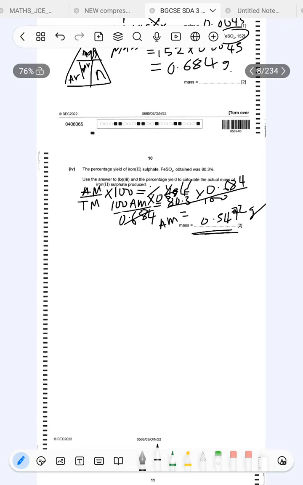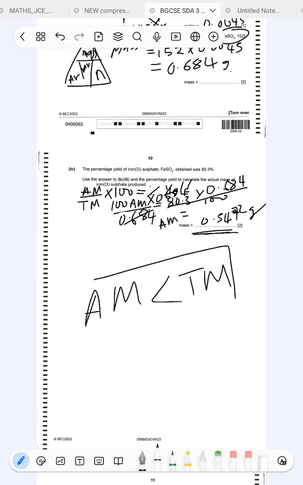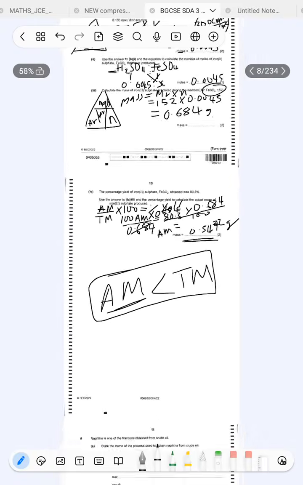Now a trick here is that for most of the experiments, or for most of this type of questions, the actual mass is usually smaller than the theoretical mass, okay? Because in the lab, whenever you are doing your experiments, you lose some of those particles when you are rinsing your apparatus, when you spill accidentally, when they evaporate, things like that. So therefore, the actual mass is usually smaller than the theoretical mass. But there are instances where you can get the other way around, but for the most part, okay?